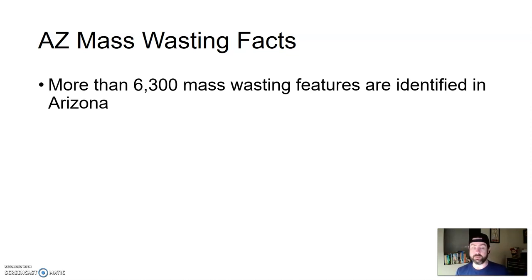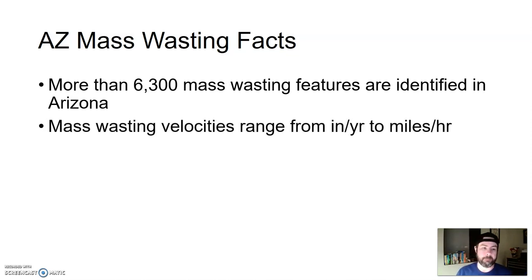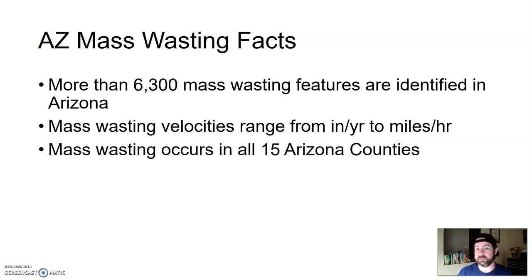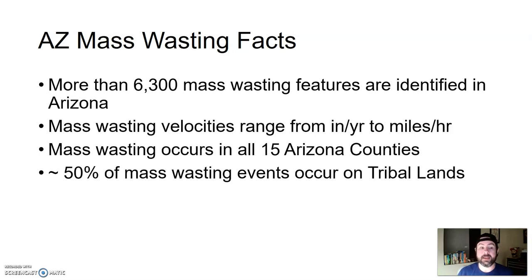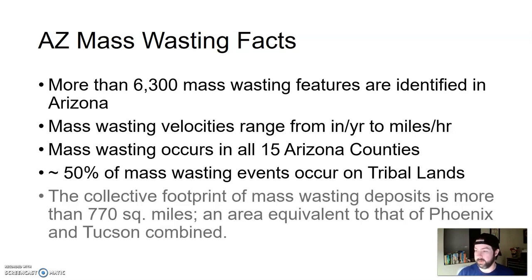In Arizona, more than 6,300 mass wasting events have been identified going back through geologic history. When we look at the speed at which these events have occurred, they could occur fast, measured in miles per hour, or slow, inches per year. So we get from creeps to fast landslides and debris flows. Mass wasting occurs in all 15 of Arizona's counties. However, over half, 50% of mass wasting events occur on tribal lands, typically up in northern Arizona.